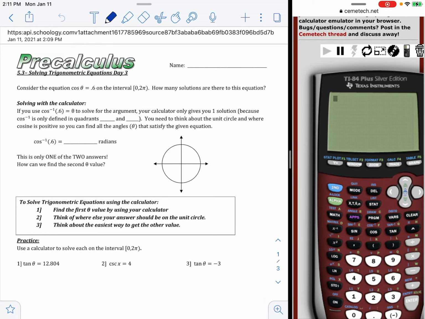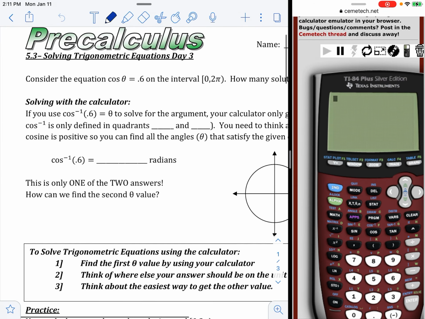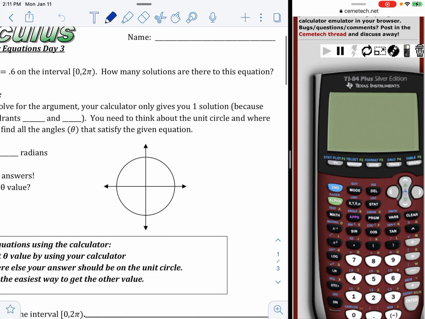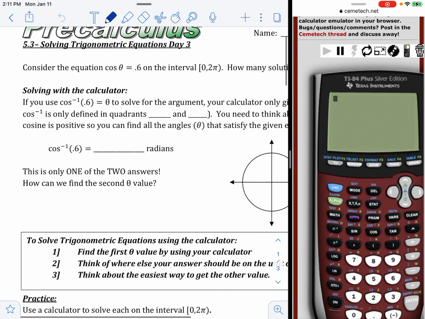All right, so this is 5.3 day 3, which is solving trigonometric equations, but this is with a calculator. Okay, so this first part says consider the equation cosine of theta equals 0.6 on the interval 0 to 2 pi. How many solutions are there? I don't care what the solutions are at the second, but how many are there?